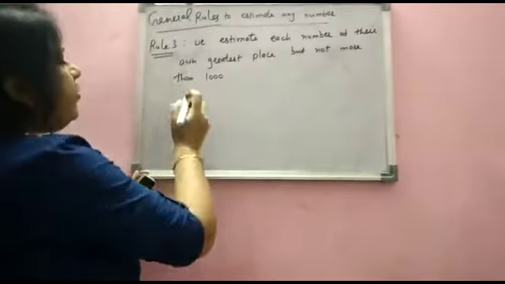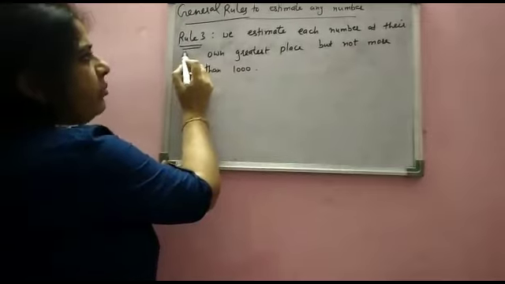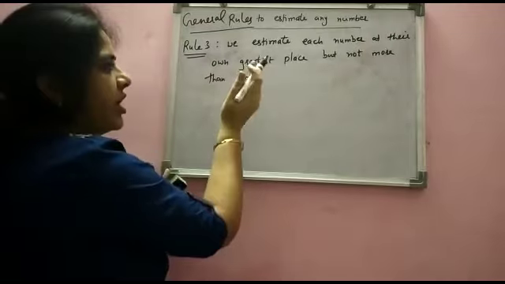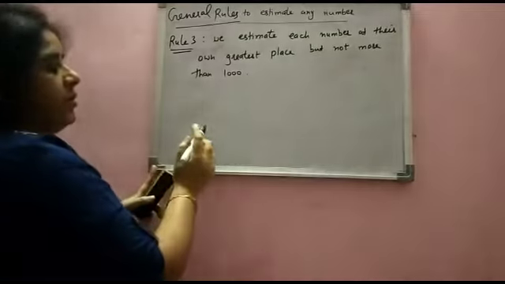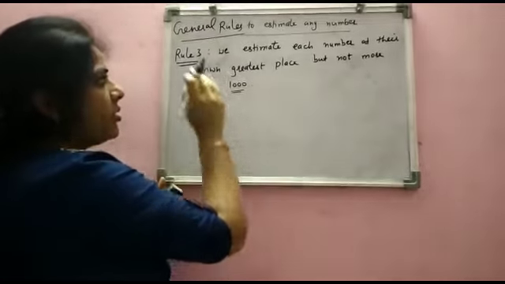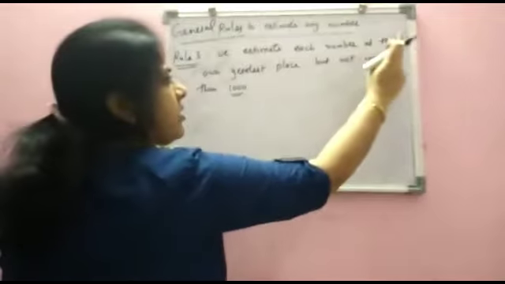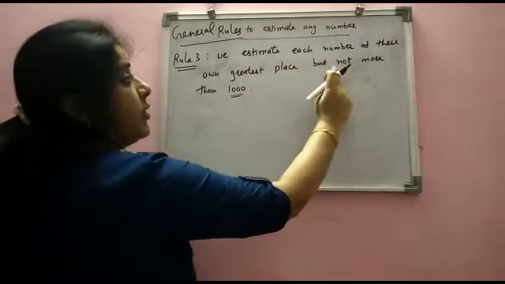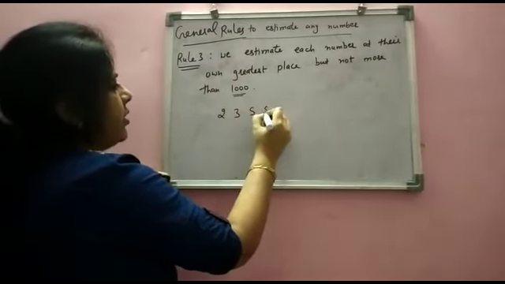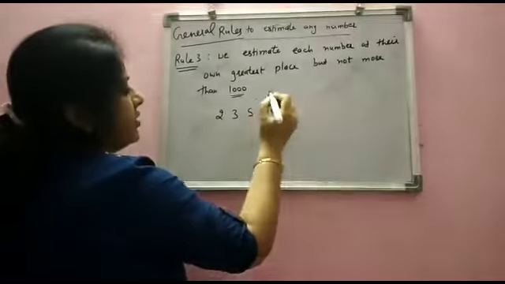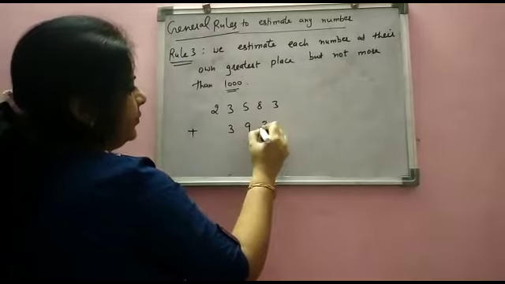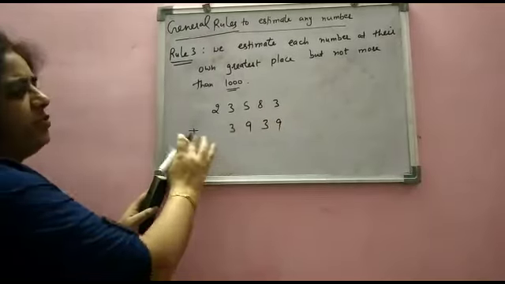Now students, here we are with rule 3. Rule 3 means we estimate any number at their own greatest place as we have discussed in rule 2, but the greatest place we can take is 1000 only. It means the third rule says we estimate each number at their own greatest place but not more than 1000. Example, just suppose we have a number which is more than 1000 place and we are adding, subtracting, multiplying, whatever operation we are applying on the number.